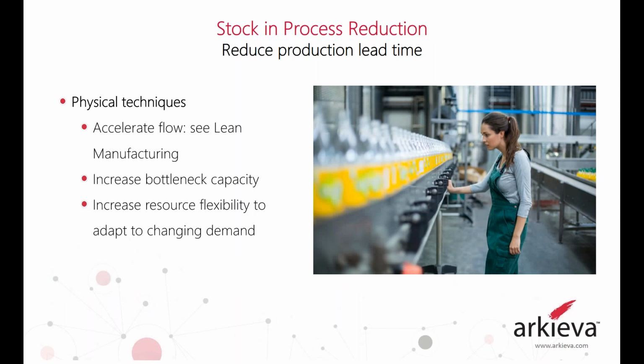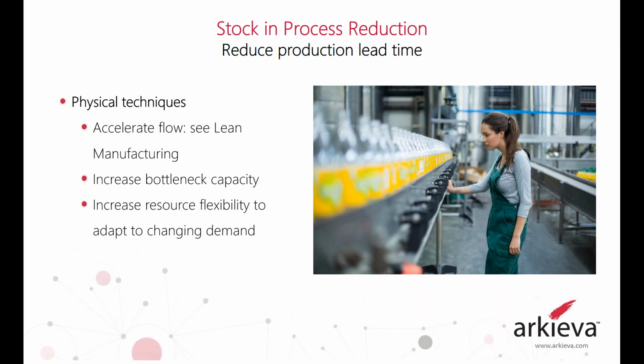One is, of course, you can look at reducing the production lead time. There are certain physical techniques available to us. So if you invest in lean manufacturing techniques, you might be able to accelerate the flow. You accelerate the flow, your inventory goes down because your production lead time goes down. If you have certain bottlenecks, well, there will be inventory that will sit in front of it, that will slow everything down. So another physical technique to improve in-process inventory situation would be to increase your bottleneck capacity, which will allow the inventory to flow through that bottleneck point much more freely.